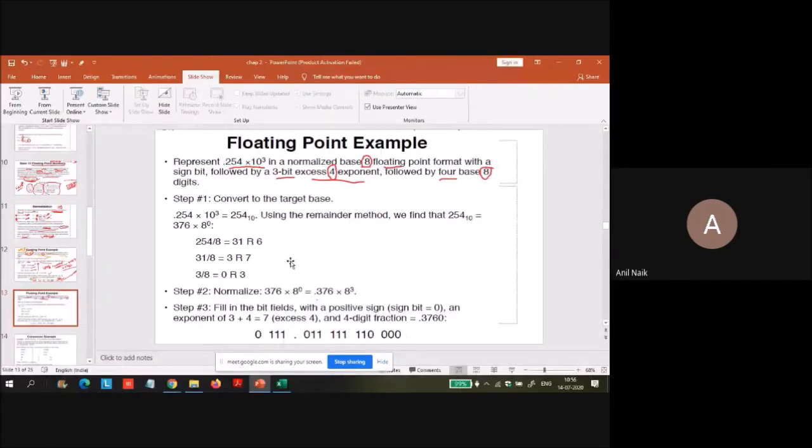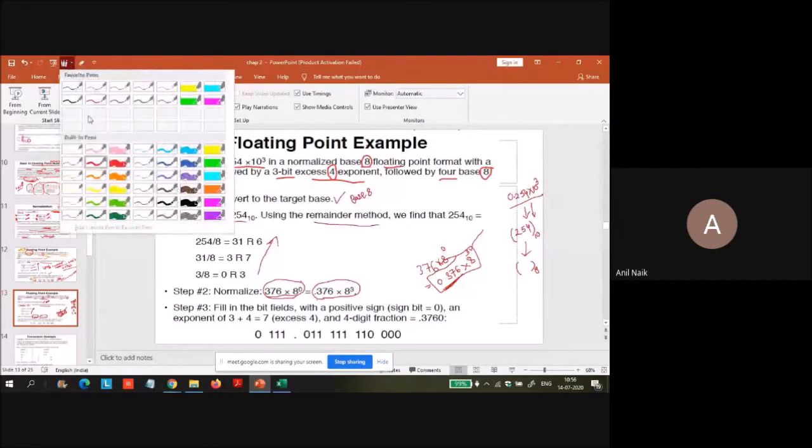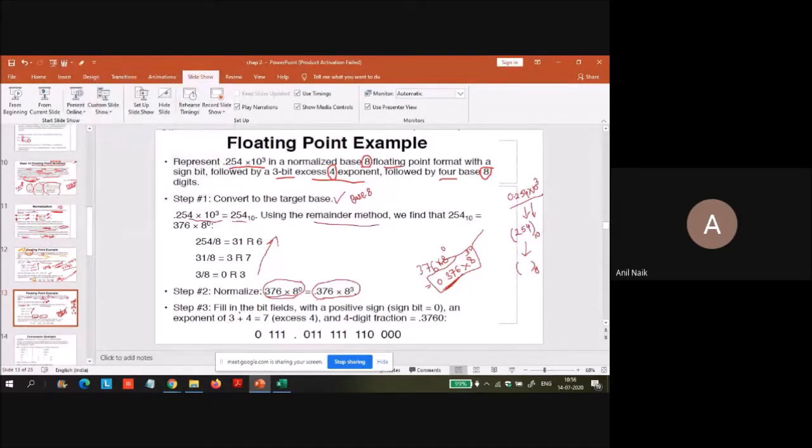What happens here? The sign: this number is positive, so sign is 0. And the exponent, the condition they have given is 3-bit excess 4 exponent. Excess 4 means we need to add plus 4 to this exponent. What is the exponent? 3. 3 plus 4, so what is the value? 7. Exponent value is 7. So this is the exponent, 7 in binary.